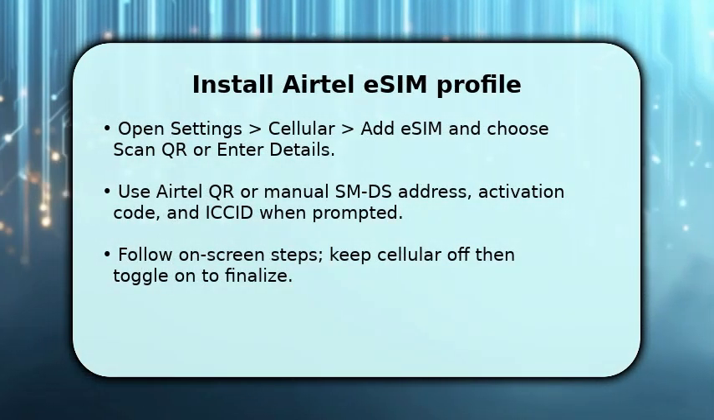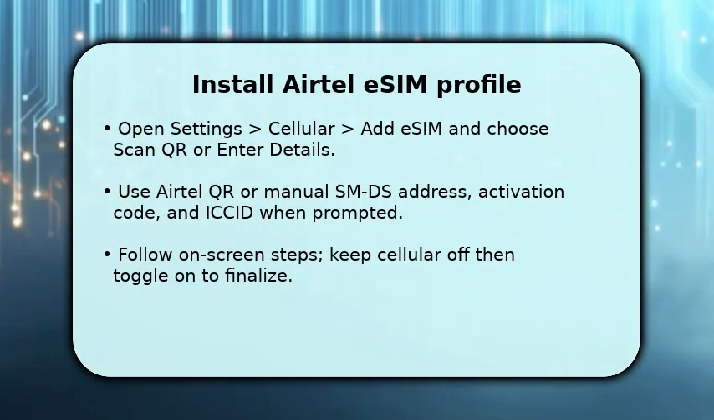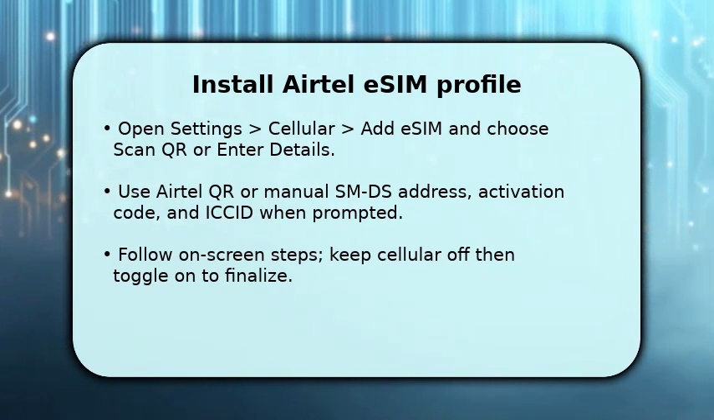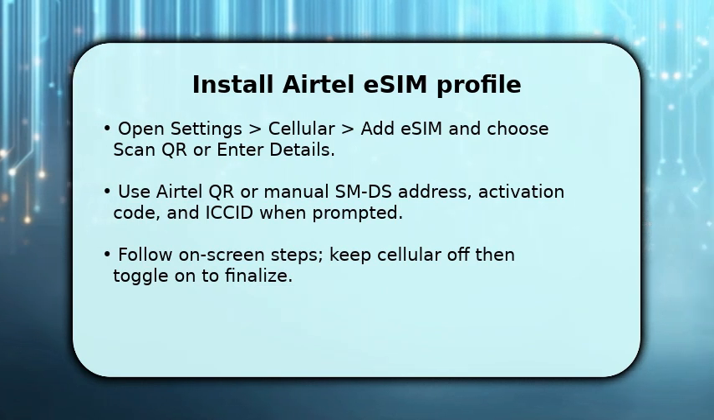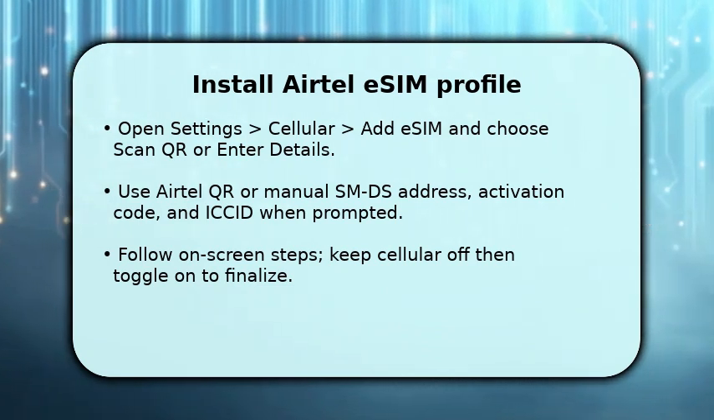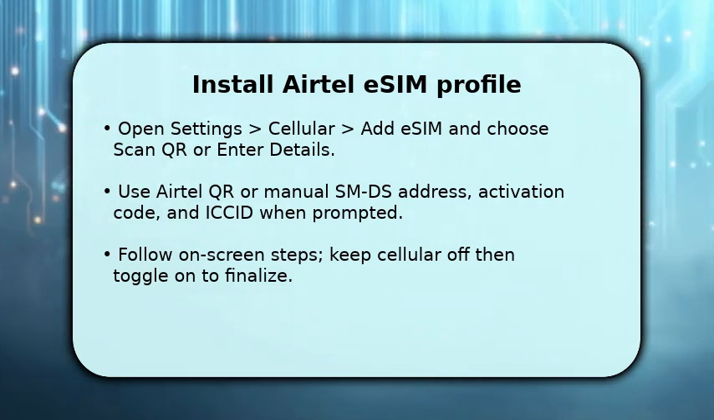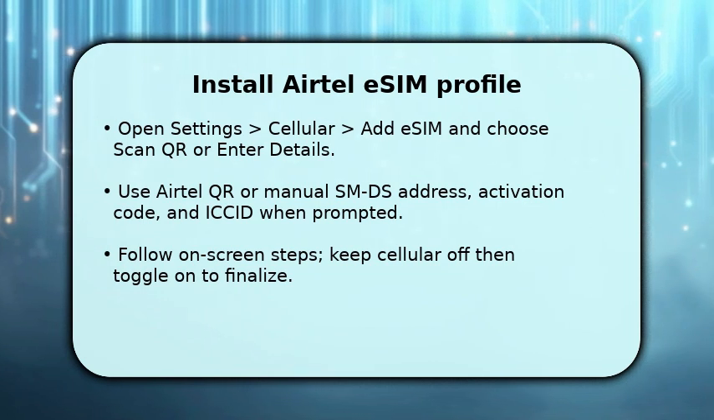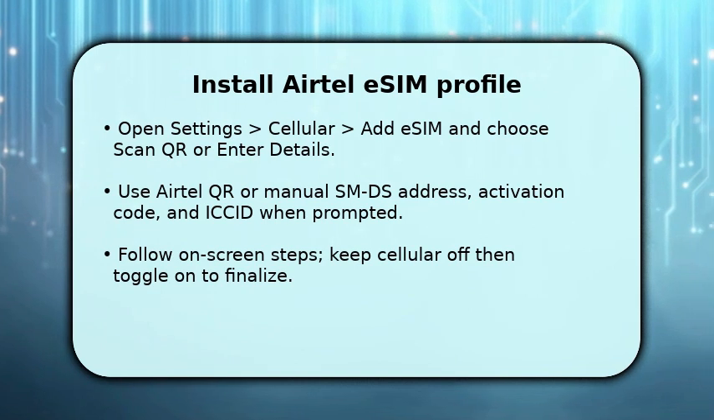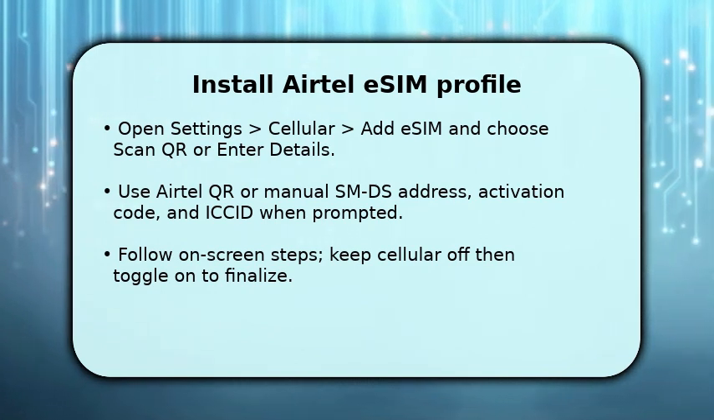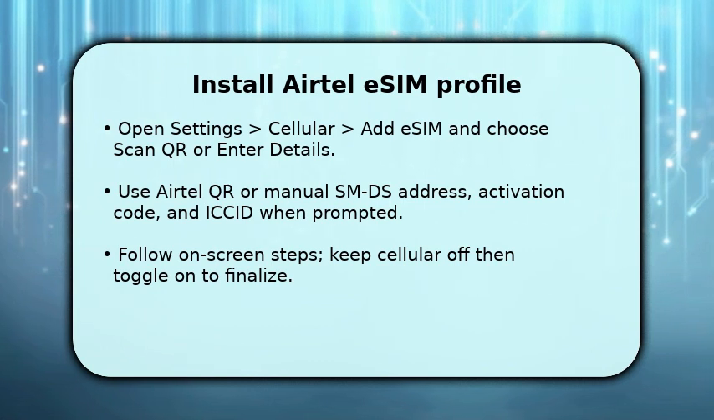You now scan the Airtel QR or manually enter the provided SM-DP+ address and activation code, and go into Add eSIM. During this step, the phone downloads the profile from Airtel's server. Be patient if it takes a minute. Once the profile appears, name it like Airtel Primary and set data/voice preferences as needed. Make sure you don't delete your old eSIM until the new one shows signal.